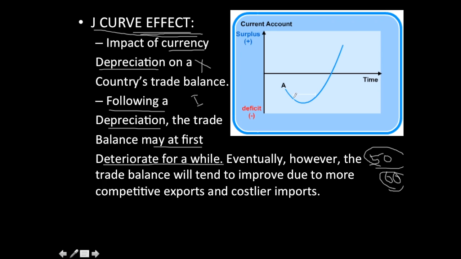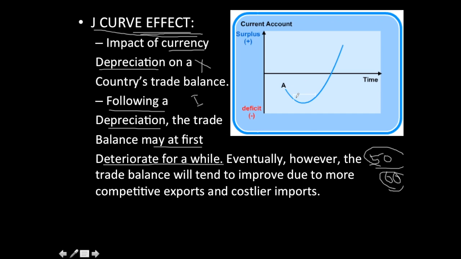Because of that time lag, your expenses on imports increase, so your deficit also increases. But your exports take time to become competitive. So when the exports start becoming competitive, then your deficit starts reducing and you enter a surplus area.